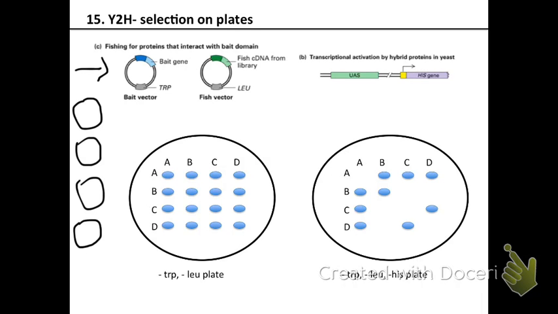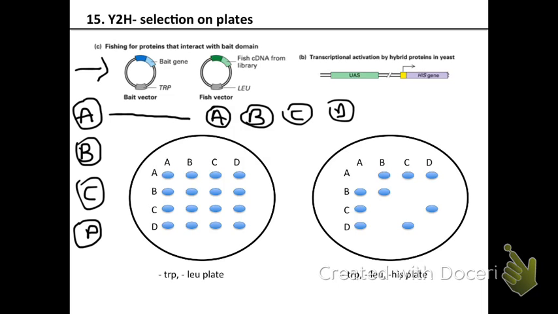And each of these vectors is going to contain protein A, B, C, and D, and you're going to build these fish vectors, right? And each of these fish vectors is also going to contain protein A, B, C, and D. And when you co-transform these two plasmids, you'll be looking for physical interaction between protein A and protein A. If you transform these two together, you would be measuring interaction between protein A to B, etc., right?